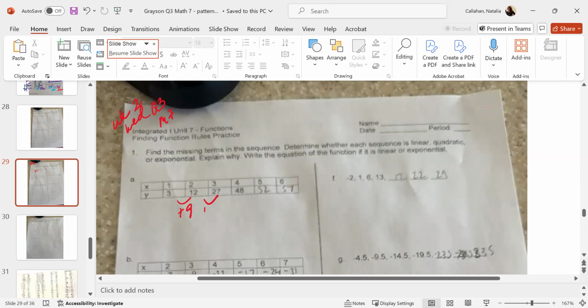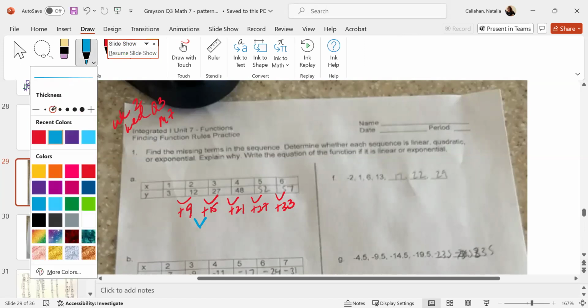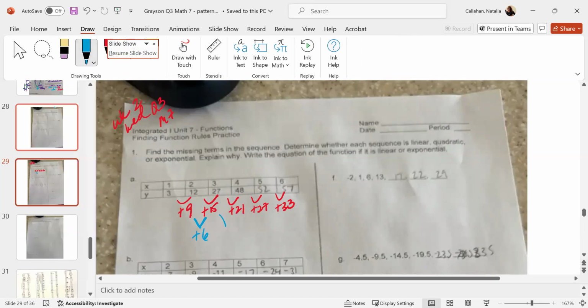15. What's the next one? 21. What's the next one? 27. What's the next one? So how are we doing this? So between 9 to 15, what's the difference? What's the difference here? What's the difference here?